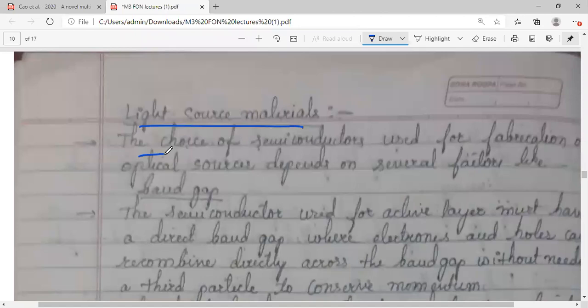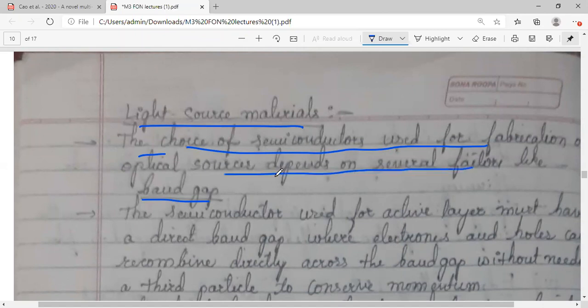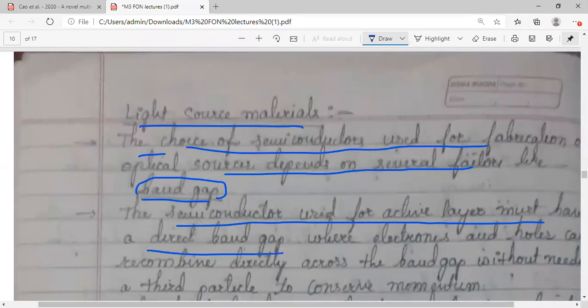When we go for choosing the material for the fabrication of this LED, that is a light source, a very important thing is your active layer, that is the central one, whose band gap is equally important. Some of the parameters on which it is dependent is the band gap. That's why we have even studied in the semiconductor basics what is the direct and indirect band gap. So when we choose the material for these light source LEDs and lasers, one of the important criteria is the band gap. The semiconductors used for the active layer should have a direct band gap.